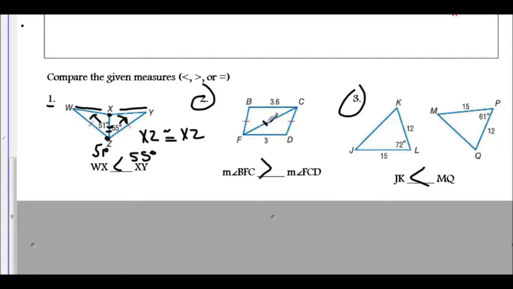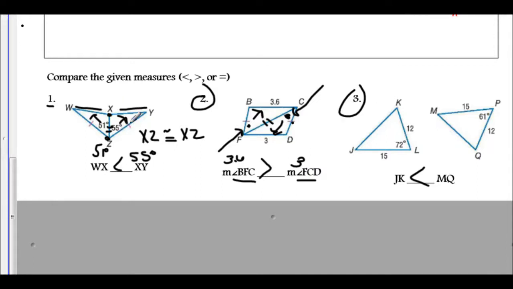All right, so we have the shared side FC, so we know that FC in triangle BFC is congruent to FC in triangle FDC. So here's our side, our included angle is here, and our side. Here's our side, our included angle is here, and our side. So BFC is here. It is opposite the 3.6. And FCD is here. It is opposite the 3. So because 3.6 is the bigger side, then angle BFC is greater than FCD.